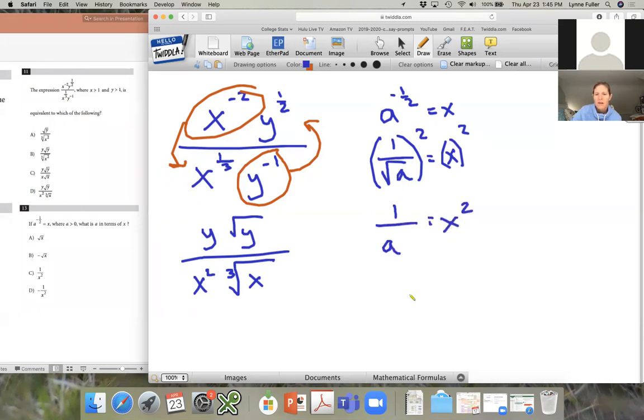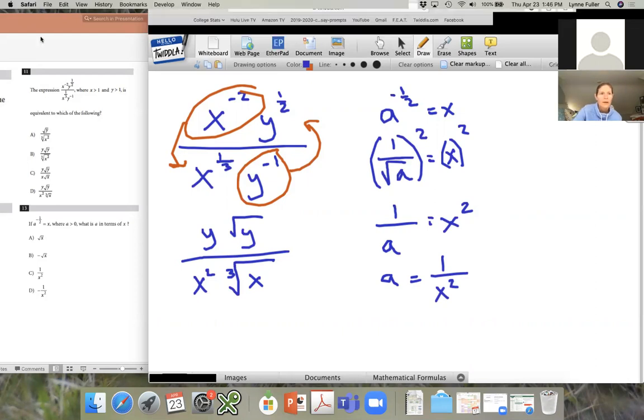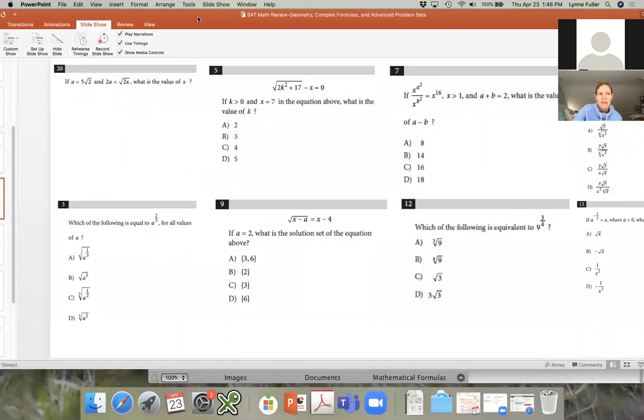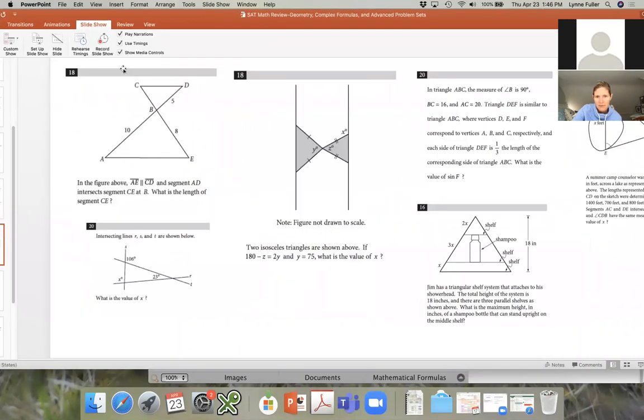And we want just a little old a by itself. So we're going to flip for the inverse, which means we flip over here, because whatever you do to one side, you have to do to the other. So it'd be a equals 1 over x squared. So there we are. So that takes us to the end of exponents and radical equations, and lots and lots of problems there.